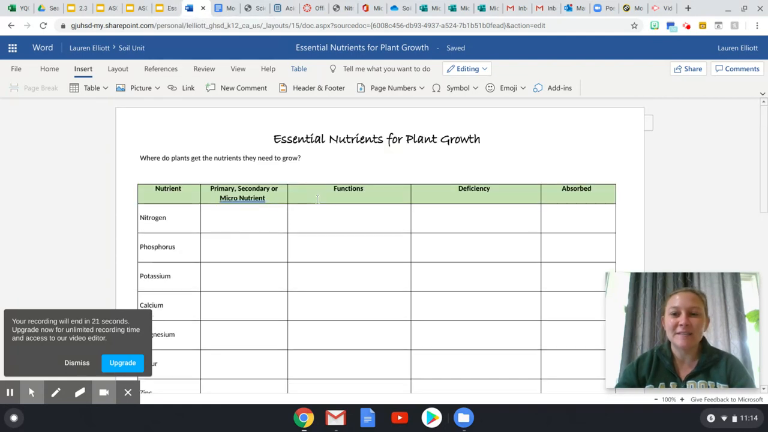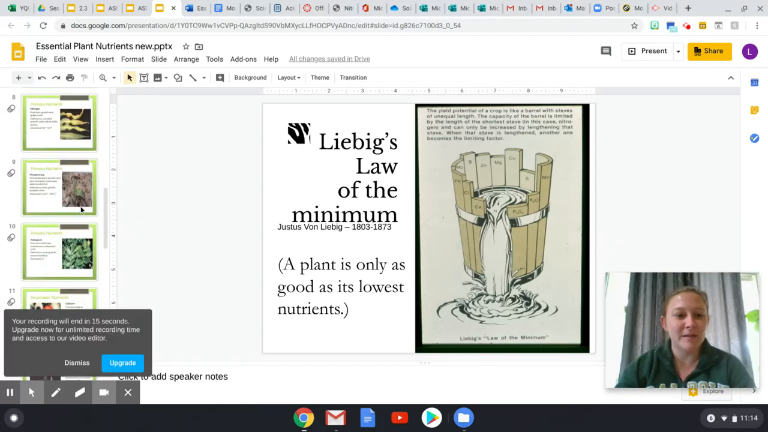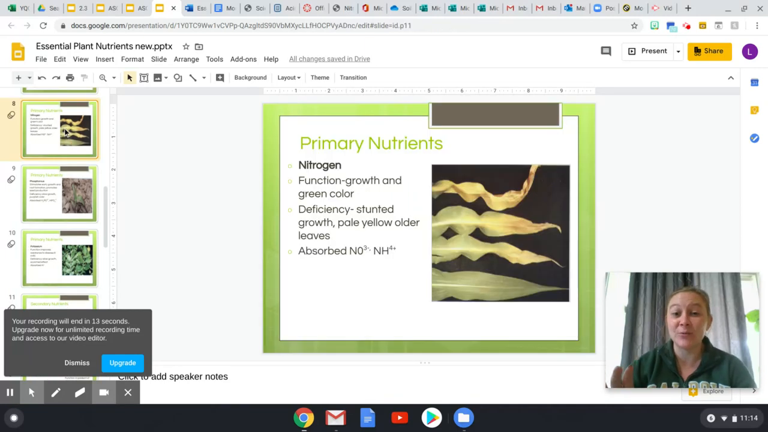As you fill out this assignment, you're going to be getting all this information from the slides that are posted. I'm about to run out of time, so I'm hoping I'm getting enough information. But if you look at nitrogen real quick, you'll see the name, the function, the deficiency, and you'll also see the compounds that it absorbs, because there's only a certain type that it will take up. So let me know if you have questions, and have fun.